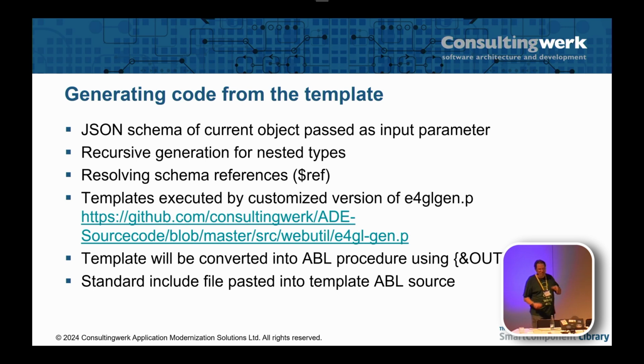So we pass in the JSON schema into the generator. We have slightly customized the e4glgen.p, but in the end, the only change we did is that e4glgen.p generates a web suite specific include file into the generated template code, and we need our own include file, which includes our ABL function for determining the data type, for instance. But that's really the only change.